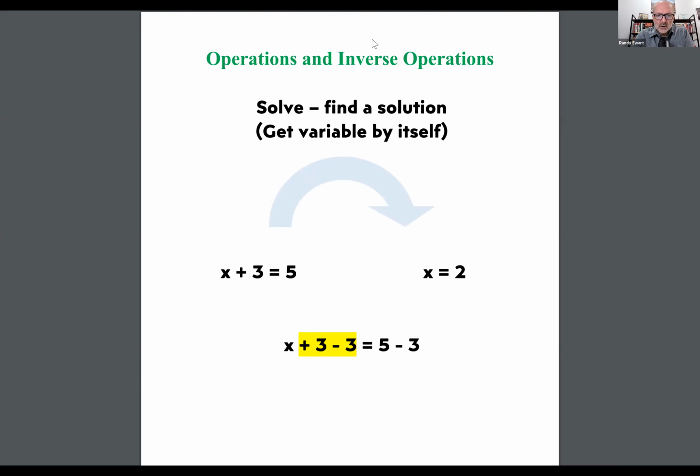So we kind of know that +3 and -3 cancel. 3 minus 3 is 0. So let's take a look.